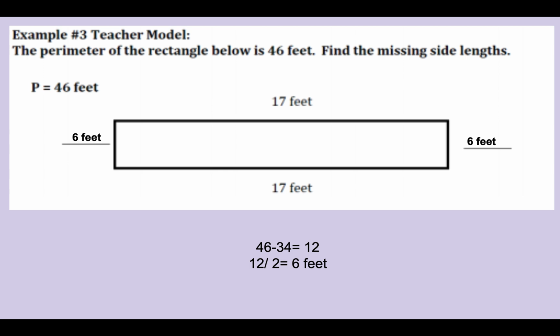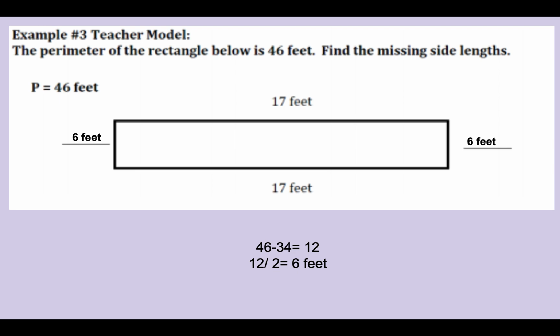We know that the perimeter of a figure is the distance around the figure. If the perimeter of the rectangle is 46 feet, the distance around the rectangle must be 46 feet. If we add the 2 sides that are labeled 17 plus 17, we get 34 feet. But we know that the distance around the figure must be 46 feet. In this problem, we are missing 2 sides. What do we know about opposite sides of a rectangle? They are equal in length. So whatever one missing side is, the opposite side will be the same exact length.